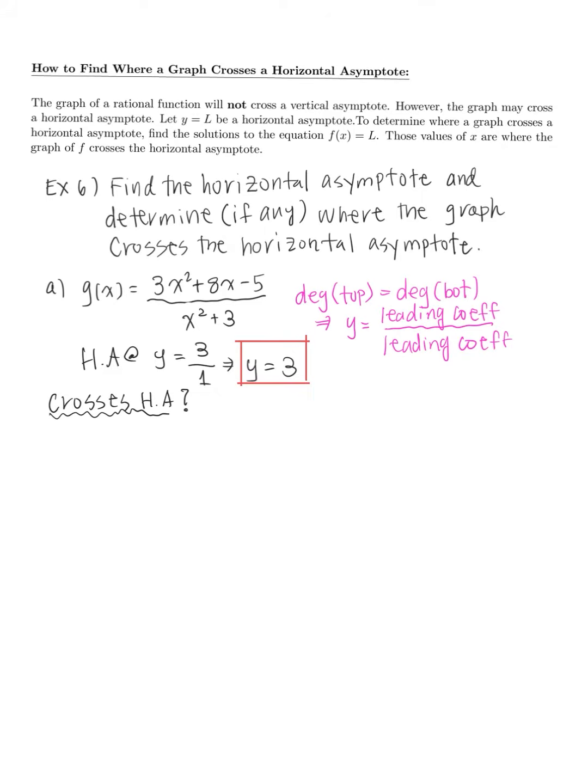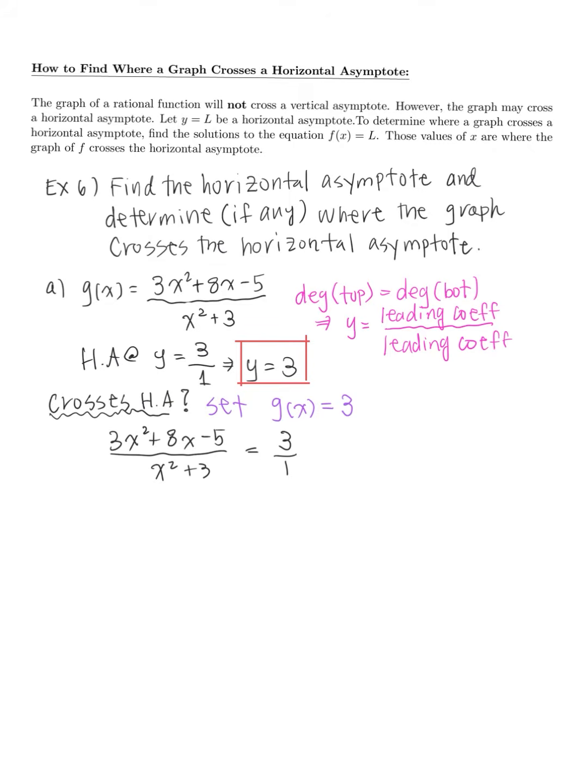Now let's determine whether this rational function is going to cross y equals 3. In order to do so, we need to set g of x equal to the horizontal asymptote, which is 3. Now, our g of x is given by 3x squared plus 8x minus 5, and then the whole thing divided by x squared plus 3. We're going to set that equal to 3. Now, 3 is the same thing as 3 over 1, isn't it?